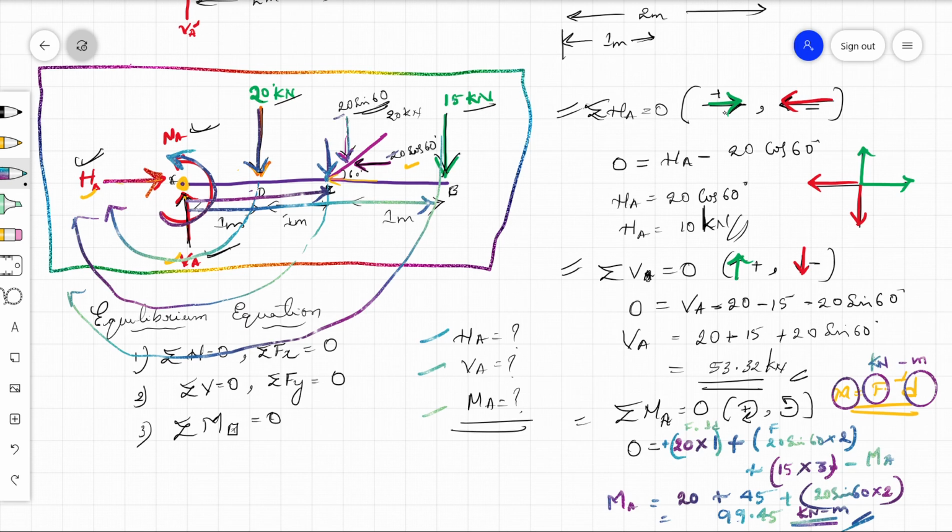We found the value of HA, which is 10 kilonewton. We found the value of VA, which is 53.32 kilonewton. We found the value of MA, which is 99.45 kilonewton meter. Done. This is it. That's all about this numerical.